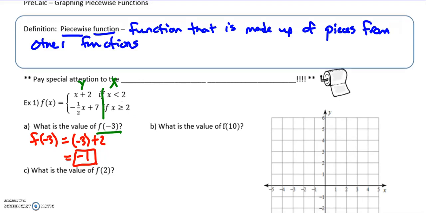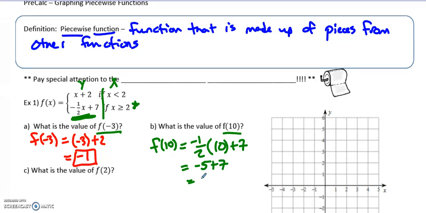Second example, I'm going to evaluate at a different place. In this case, I'm evaluating at positive 10. So positive 10 fits into the bottom, x is greater than or equal to 2. So when I plug it into that function right there, I get f of 10 equals -1/2 times 10 plus 7. And a little bit of math, it's going to give me -5 plus 7, which is going to give me 2. So f of 10 is 2.